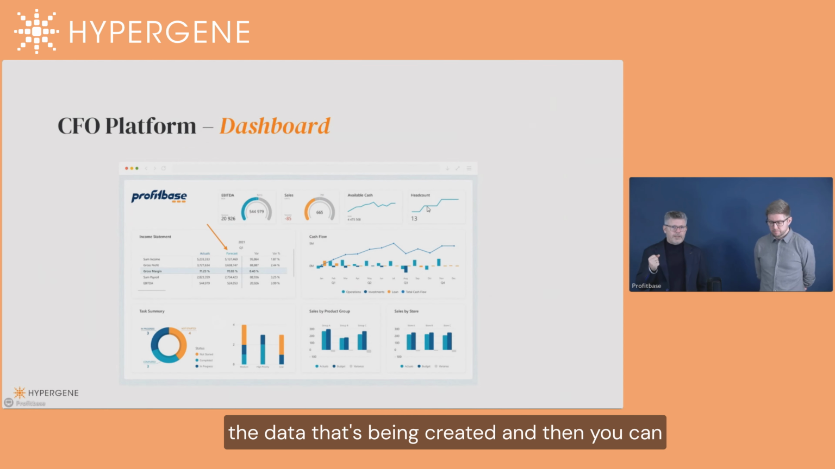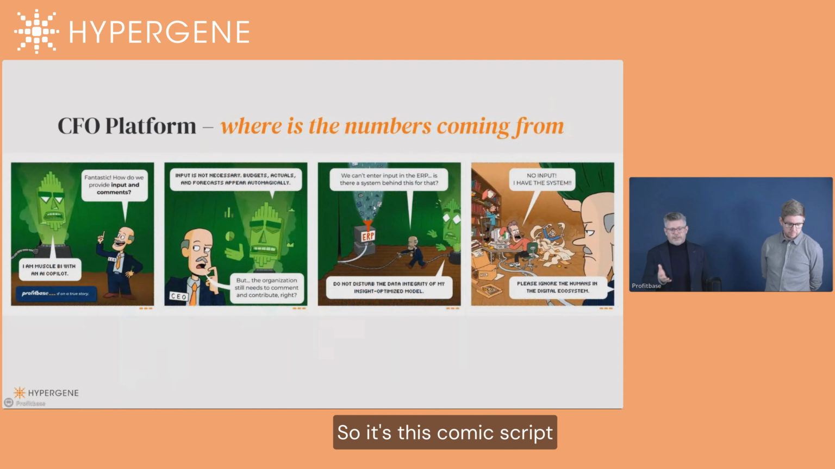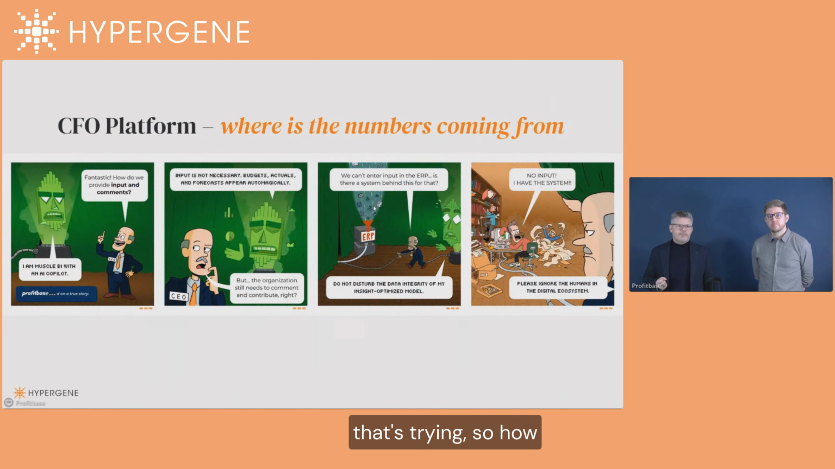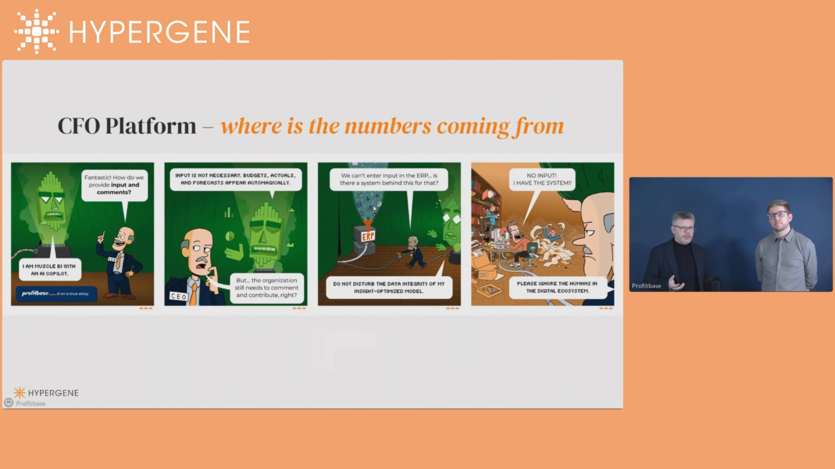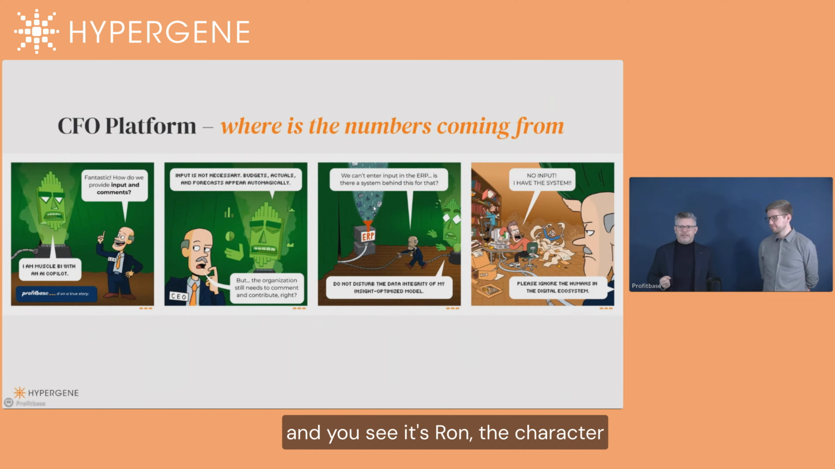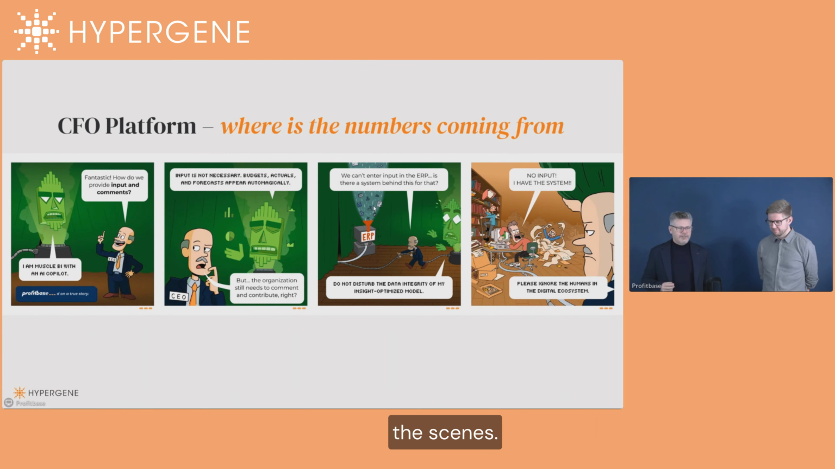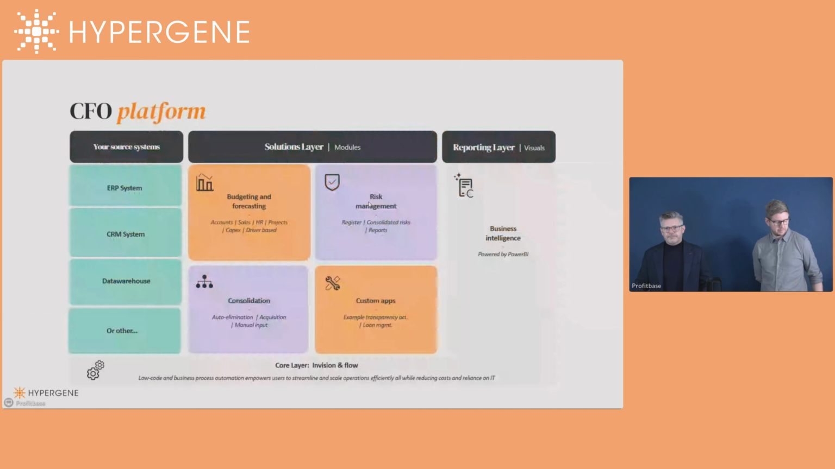And then you may end up in a visualization like this. This comic strip is trying to show how you provide input and comments. It doesn't magically appear. In this case, going in the back room, you see this Ron character that we use. He has a system and it just uses the manual import, and it's all chaos behind the scenes. Let's see if we can address that and do it better.